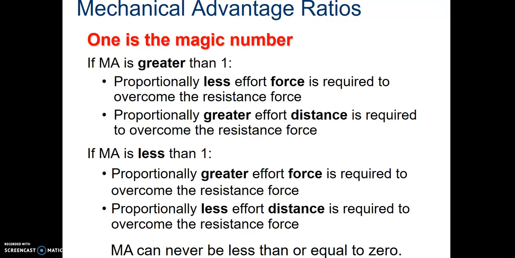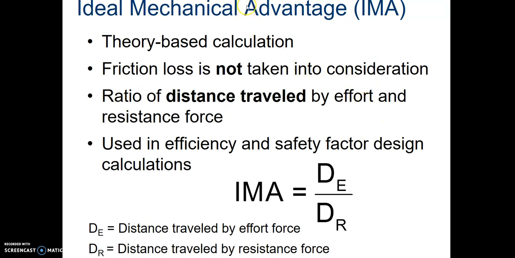So one thing we have to know: mechanical advantage is never less than or equal to 0. If we get something less than or equal to 0 in our calculations, we know we did something wrong, and we go back and try to fix that. So we've got ideal mechanical advantage. Ideal mechanical advantage is theory-based, so we're not talking about friction being lost when we try to move something. We're just looking at the distances traveled.